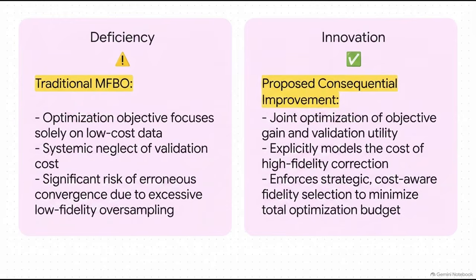So, the crucial takeaway here is that by ignoring that hidden cost, traditional methods like max-value entropy search or knowledge gradient are basically wasting your budget by oversampling cheap data. They literally treat high and low fidelity like they are the exact same type of information, just with different price tags. But the proposed consequential improvement, or CI approach, throws that outdated logic right out the window. It explicitly factors in the strict engineering reality that any actual real-world improvement must be validated.